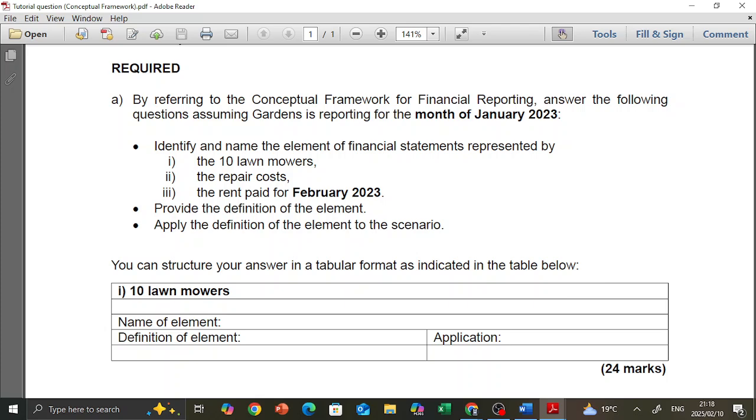There was someone who said the element is an expense, right? Someone did say that.